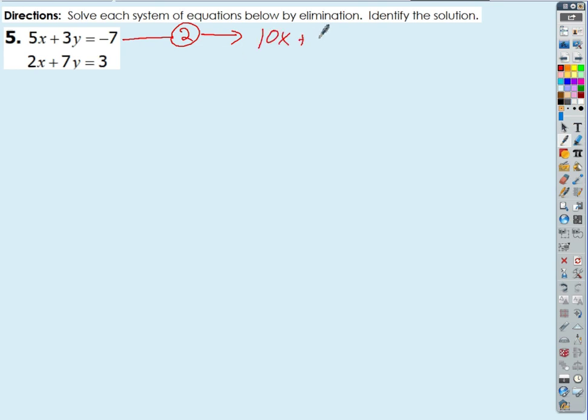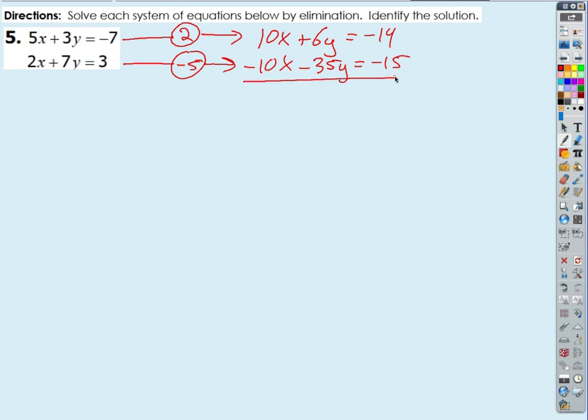10x plus 6y. Good. And so then on the bottom, once again, we need to get a -10x, right? Because we're getting rid of the x's. So we need to multiply by -5. There we go. Okay. And if I distribute a -5 all the way through, what am I going to get? -10x minus 35y. Good. Okay. And if I add those up, the x's cancel, right?